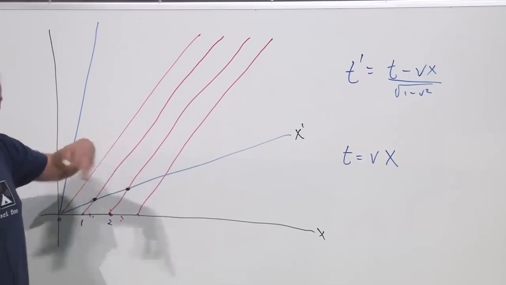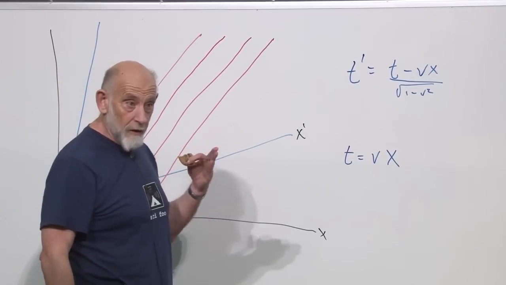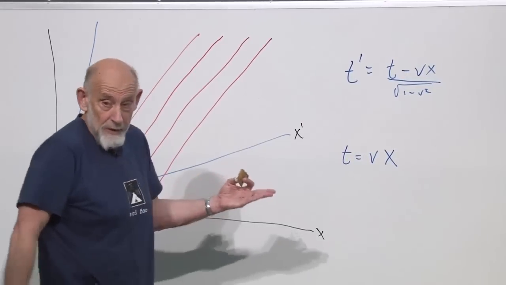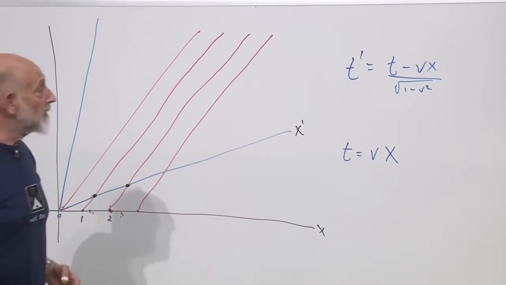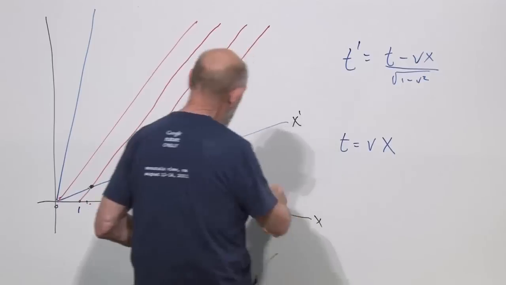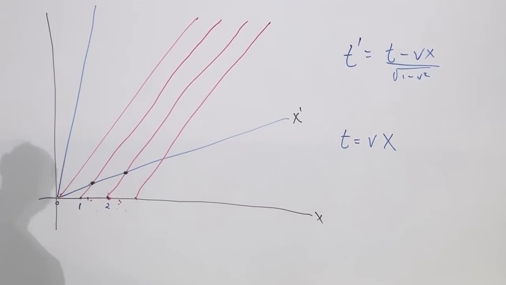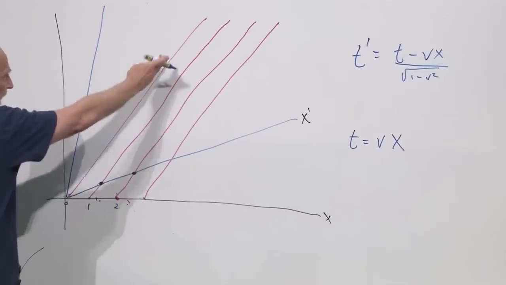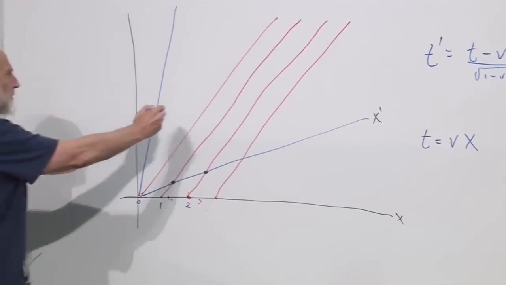T prime equals 0, that's what I call an instant. Happens to be the instant T prime equals 0, but that's okay. And that's clearly T equals Vx. So this is T equals Vx. And what is this line over here? Well, first of all, what is this line?